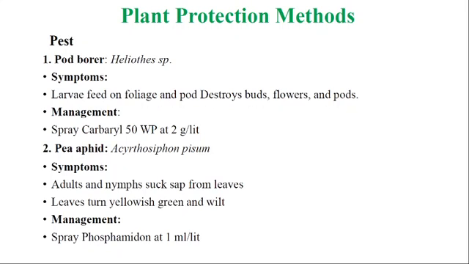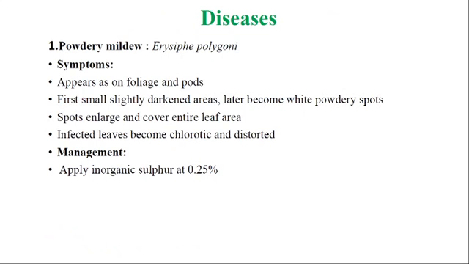Pea aphids, like Acyrthosiphon pisum. The symptoms: adults and nymphs suck sap from leaves, leaves turn yellow, yellowish green, and later on wilt. Spray phosphamidon at 1 ml per liter. We control the pest that way, and then there are the diseases.